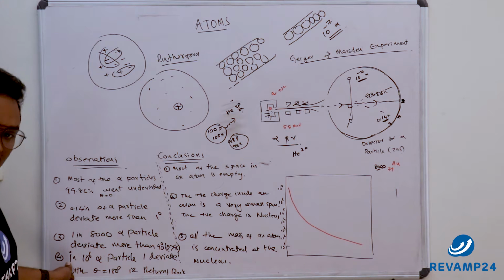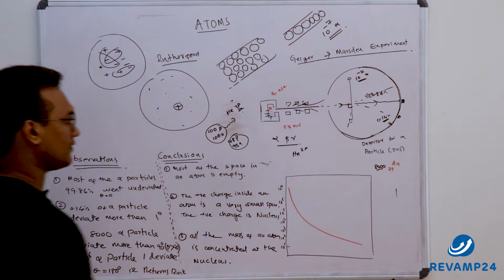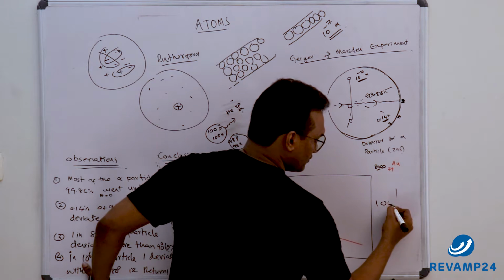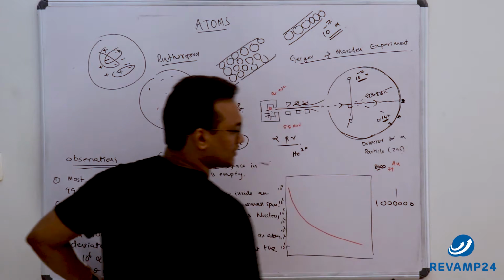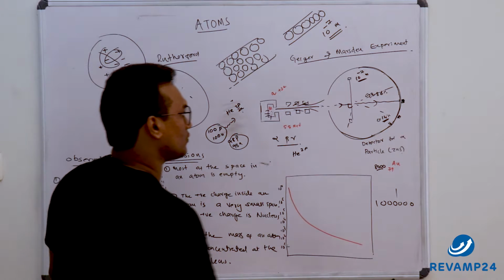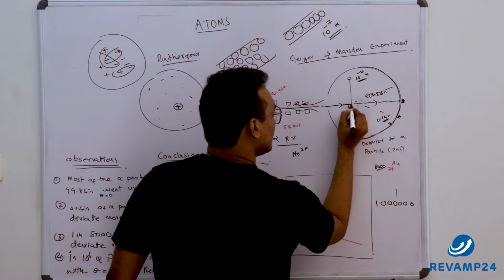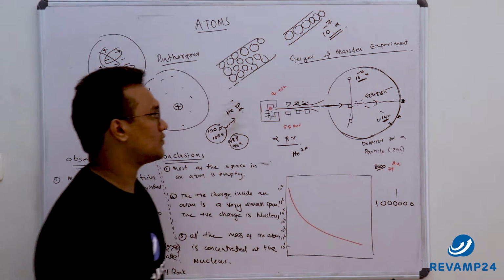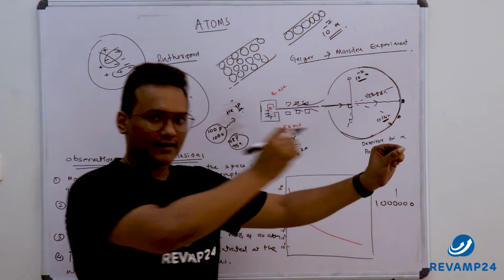And 1 in 10 to the power 6 alpha particles deviated with an angle of 180 degrees. What is 180 degrees? This is the direction deviated in this way. That is, they collide and return back.